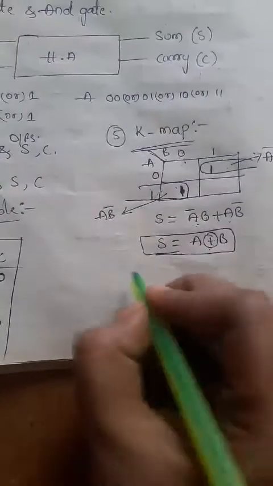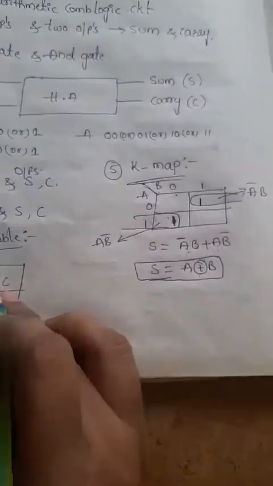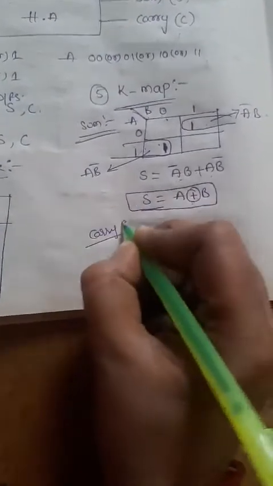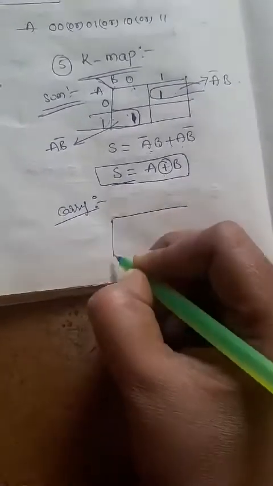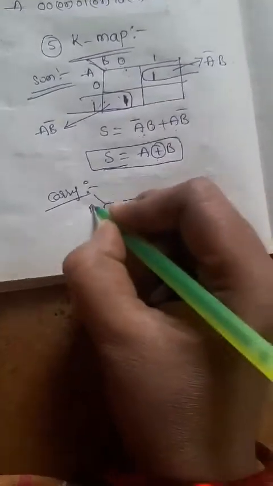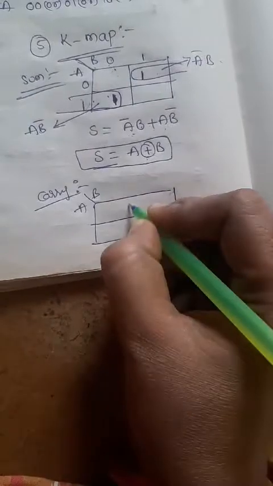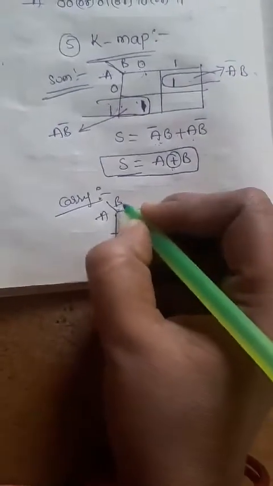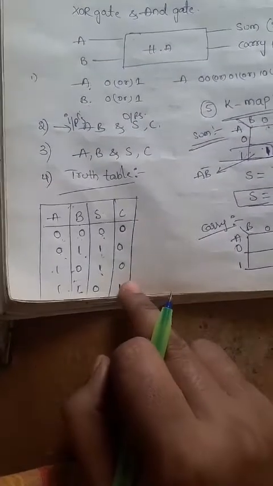Okay, so now coming to the K-map for carry. This was sum, and now we find the K-map for carry. This is also two variable. I can choose A here and B here, that's your wish. 0 1 possibility we are getting. Here, at which state will carry be represented with 1? That is at the 1 1 case, where the carry will be highlighted.